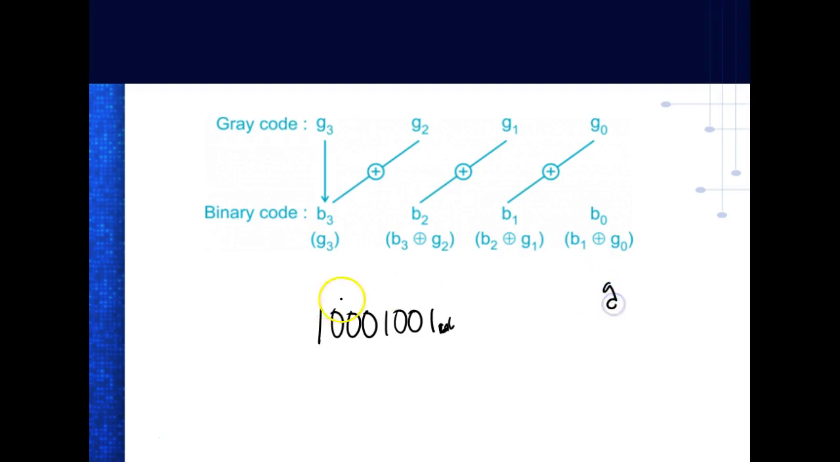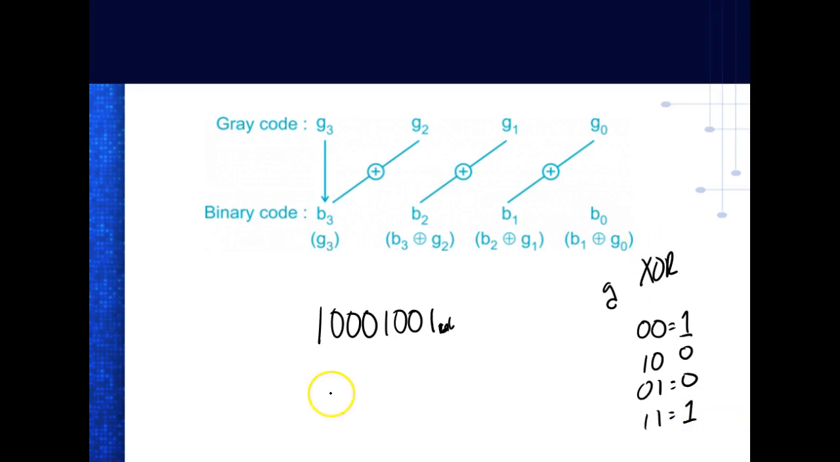So we'll call this G, and then we'll call our answer B. We're going to do what we call an exclusive OR. So a 0, 0 would give us a 0. A 1, 0 would give us a 1. A 0, 1 would give us a 1. And a 1, 1 would give us a 0.